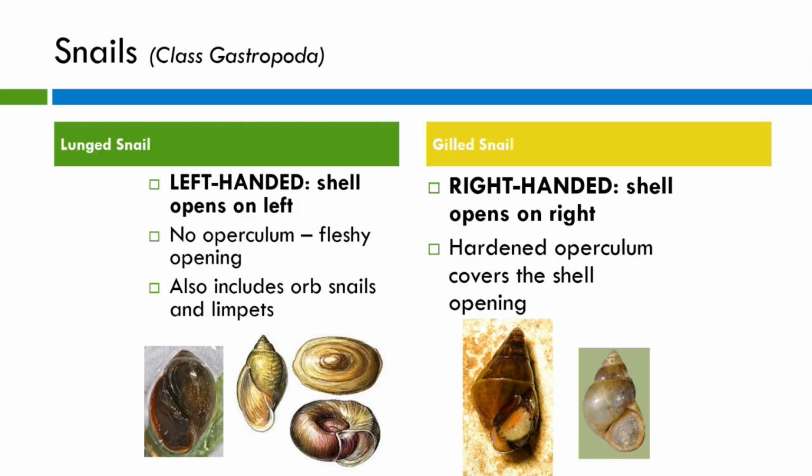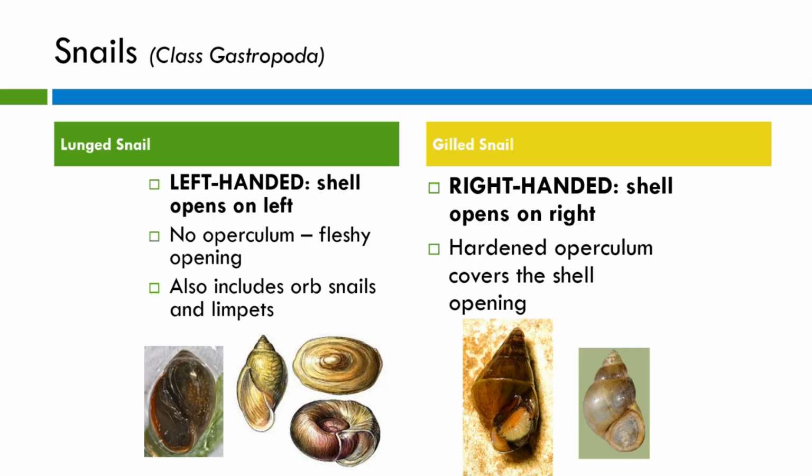So on to our snails. We divide these into two types. The first type are lunged. So they come up for air and they go underwater. They don't really rely on dissolved oxygen underwater. So you can imagine that the lunged snails have a higher tolerance to pollution than our gilled snails do.